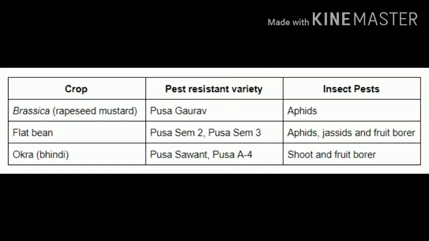Now let's move on to the next table on pest-resistant varieties. Brassica, Pusa Gaurav against the insect pest aphid. Flat bean, Pusa Sem 2 and 3 against aphids, jassids and fruit borer. And finally okra or bhindi, Pusa Sawani, Pusa A4 against shoot and fruit borer.